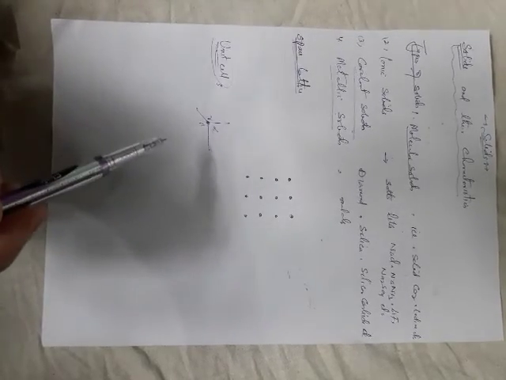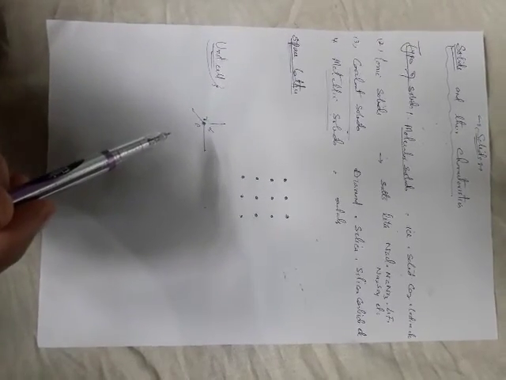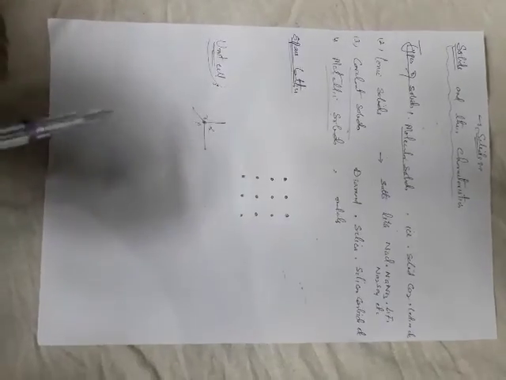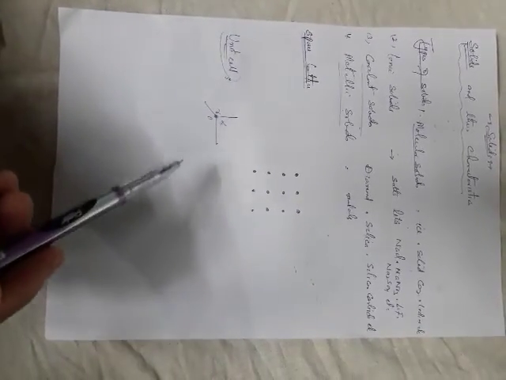So this is about the unit cell, the space lattice, and the types of solids. And in our next lecture, we will discuss close packing in crystalline solids. So this is for today.